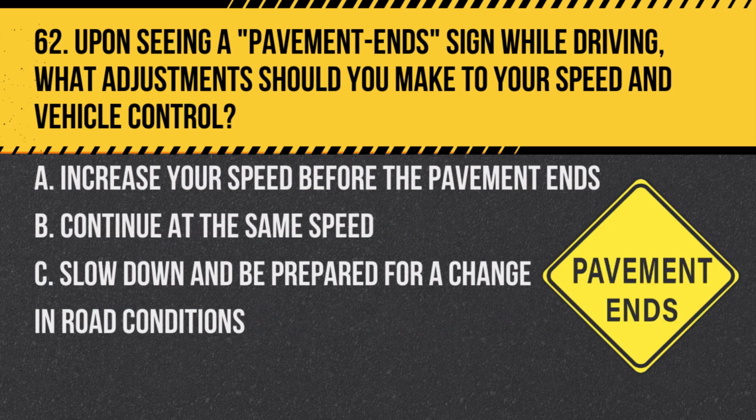Question 62. Upon seeing a pavement end sign while driving, what adjustments should you make to your speed and vehicle control? A. Increase your speed before the pavement ends. B. Continue at the same speed. C. Slow down and be prepared for a change in road conditions. Answer: C. Slow down and be prepared for a change in road conditions. A pavement ends sign indicates a transition from pavement to potentially less stable surfaces.